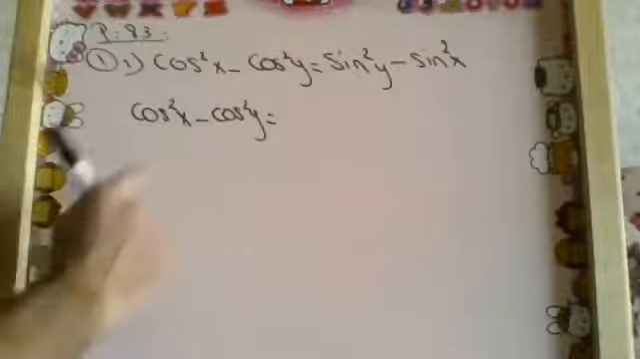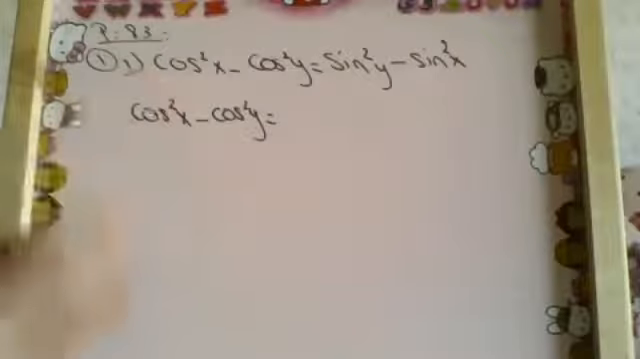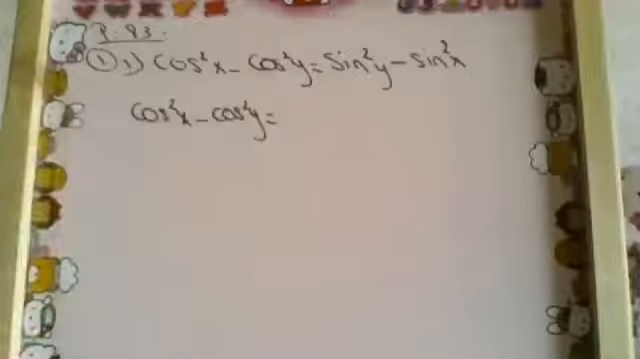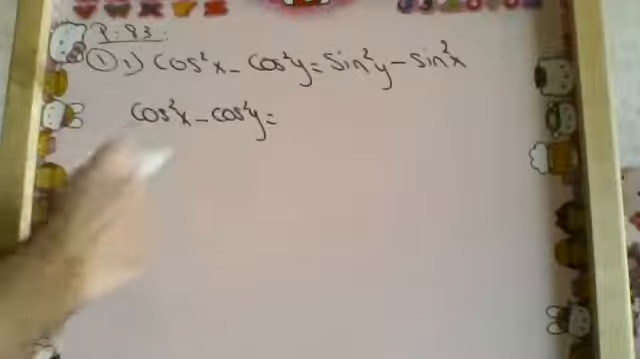Okay, back to this. So I'm going to start from the left side. It will be the same if you start from the right side. Cosine squared x minus cosine squared y.